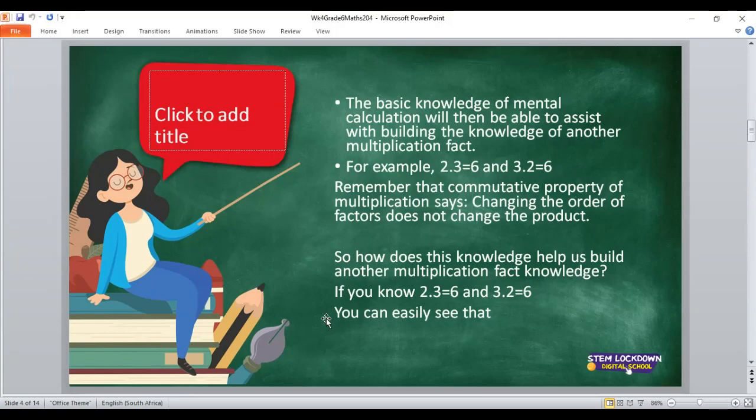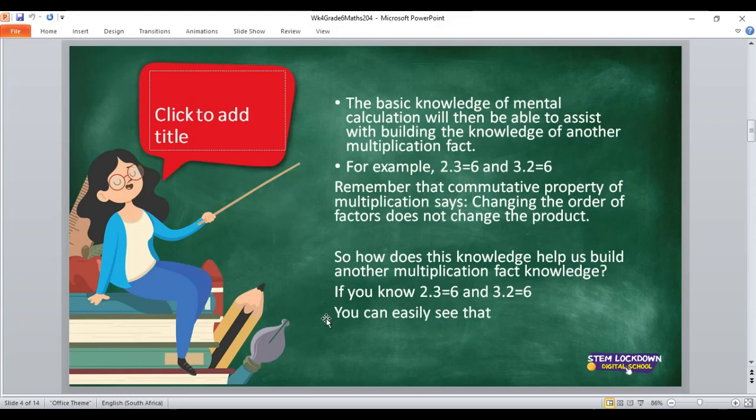You don't have to work out every step. You just work out the calculation in your head. Now, the basic knowledge of mental calculation will be able to assist with building the knowledge of another multiplication fact. If you are able to look at 2 multiplied by 3 and know that it is equal to 6, and also 3 multiplied by 2 equals 6, it then tells me that you'll be able to know the following steps.